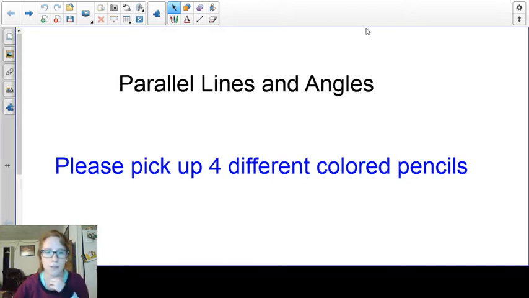Alright guys, so today you're going to need 4 different colored pencils. You can grab mine from the back, or if you have 4 of your favorite colors in pens, colored pencils of your own, or highlighters, or however you want to do it, you need 4 different colors.